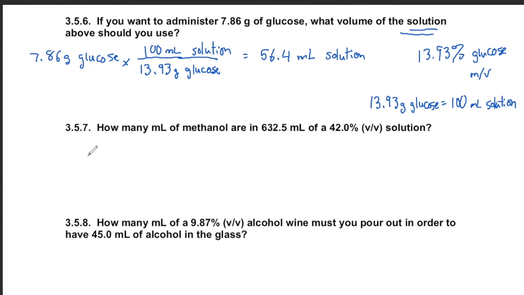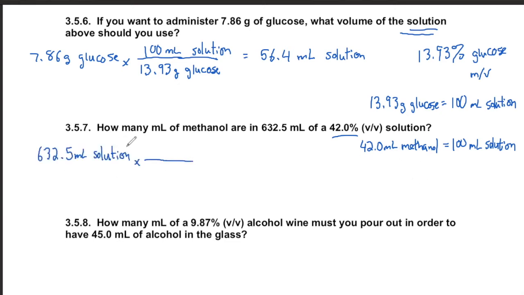So 42.0 volume percent solution, or percent by volume, means that there are 42.0 milliliters of methanol, the solute, in 100 milliliters of the mixture or the solution. What we are starting with here is 632.5 milliliters of the solution. It's important to know that you're starting with the milliliters of the solution, not methanol.